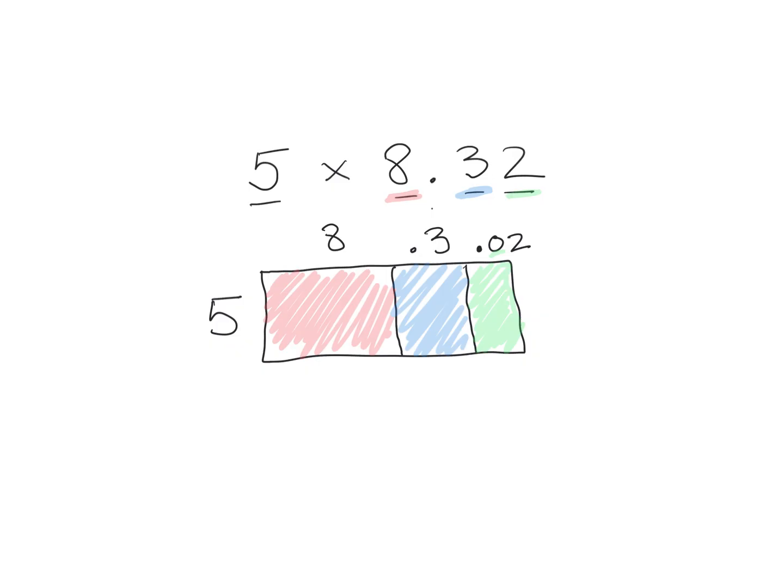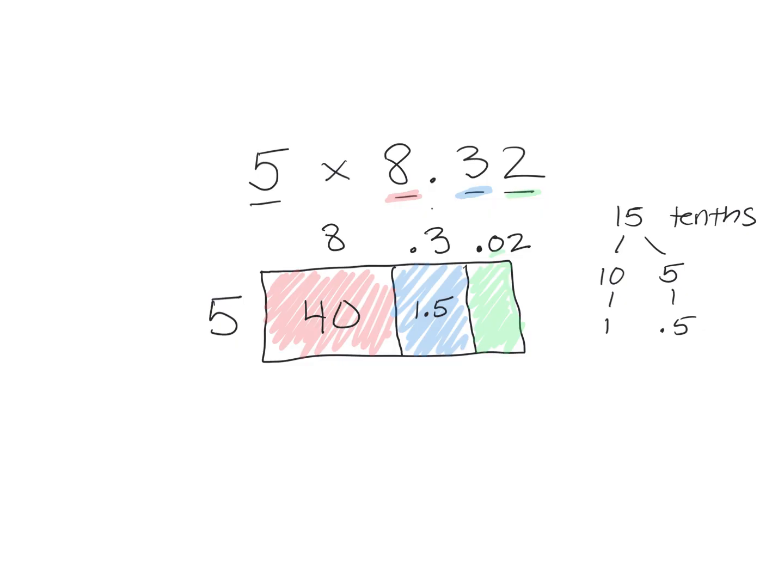We have 5 times 8, which is 40. 5 times 3/10 is 15/10. Now the problem there is I cannot have 15/10 in the 10 spot. So how many groups of 10 can I make into a whole? Well, I can separate this into 10 and 5. The 10 becomes one whole, and this is the remaining 5/10. So that becomes 1 5/10.